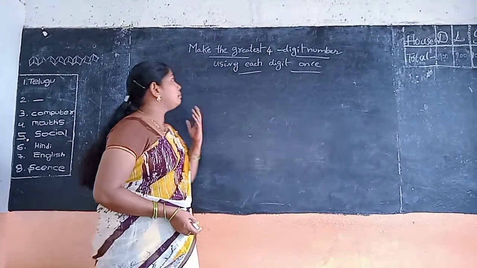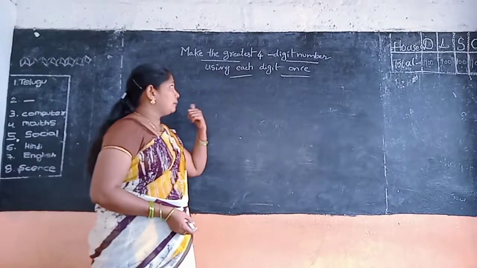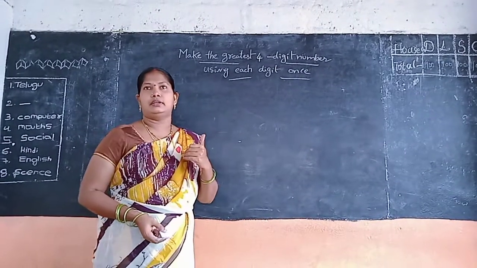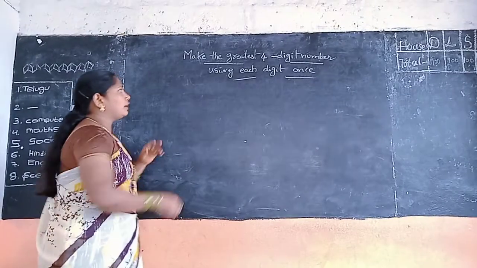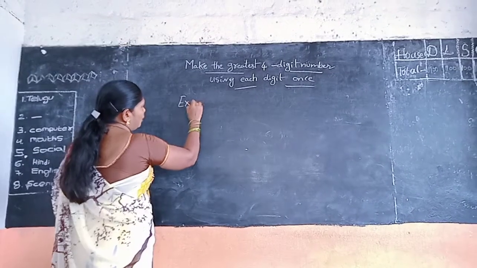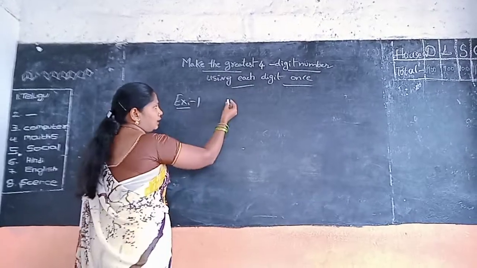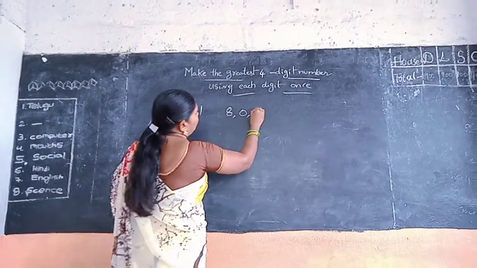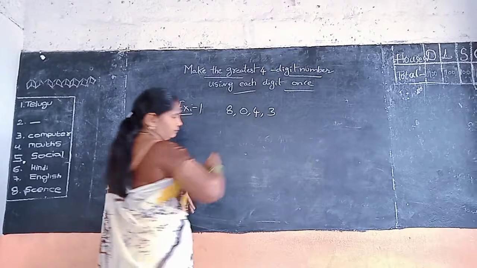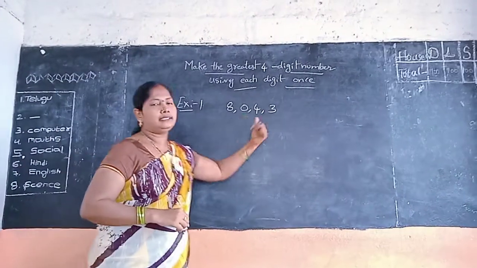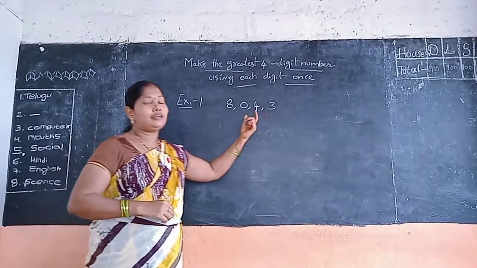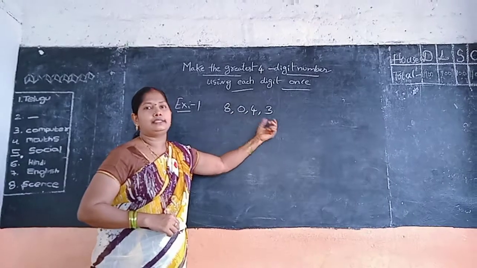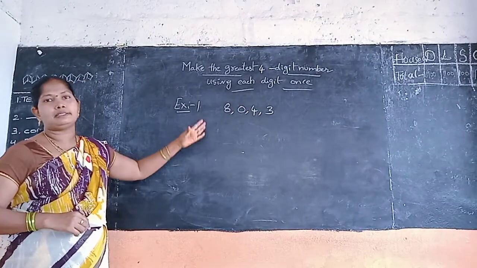Okay, but this is another model. Make the greatest 4-digit number using each digit once. Okay, how is it possible? Now I will take one example. I will take 8, 0, 4, 3. Four digits are there. This is the 1st digit, 2nd digit, 3rd digit, 4th digit. 4 digits, I mean 4 numbers are there.